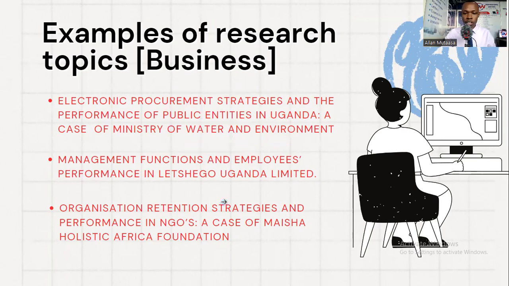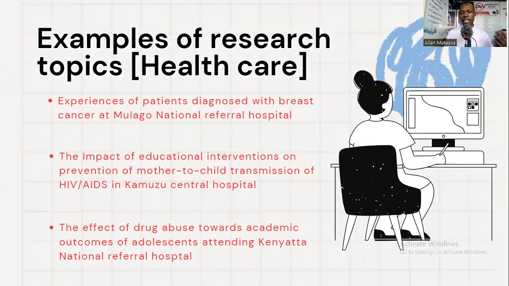So management functions and employee performance. So we have employees as our population. We have management functions as the independent variable, and we have performance as the dependent variable, and we have Letsego Uganda Limited as study area. The same thing happens with this one, organizational retention strategies and performance. So you'll see that we have organizational retention strategies as the independent variable, and then performance as the dependent variable. So those are just examples.